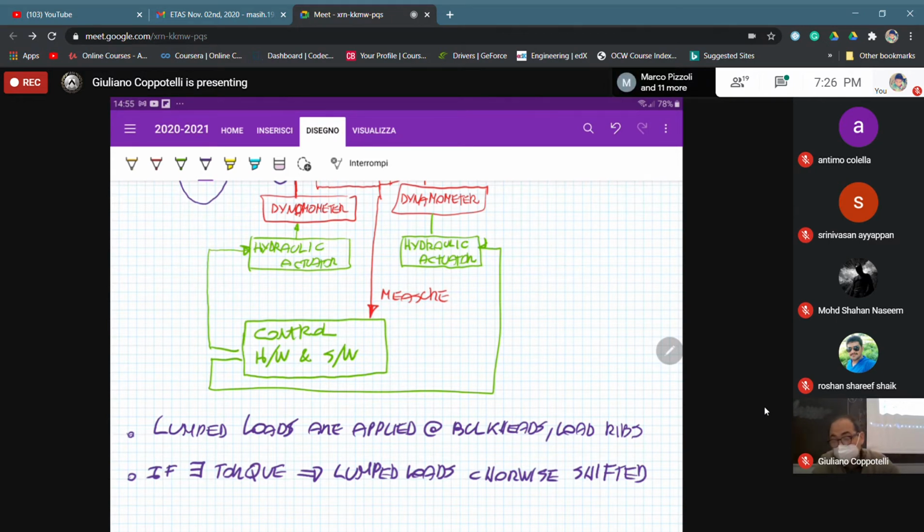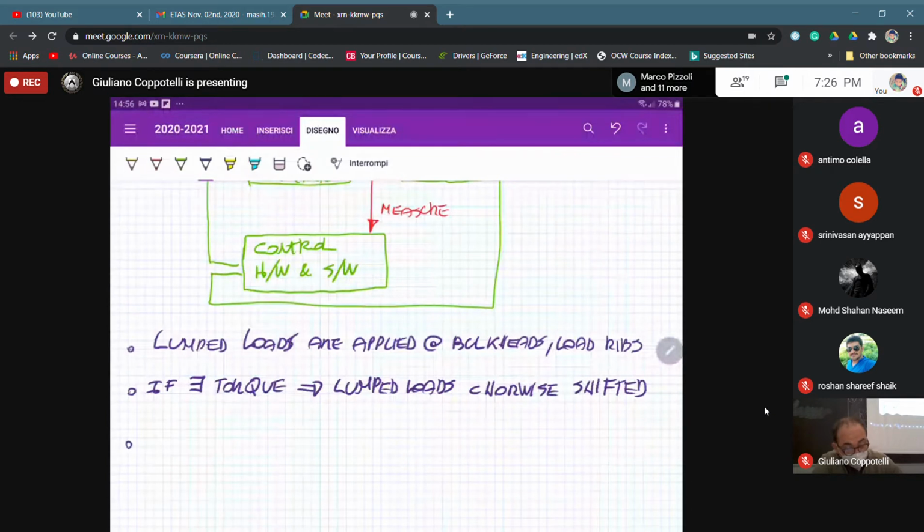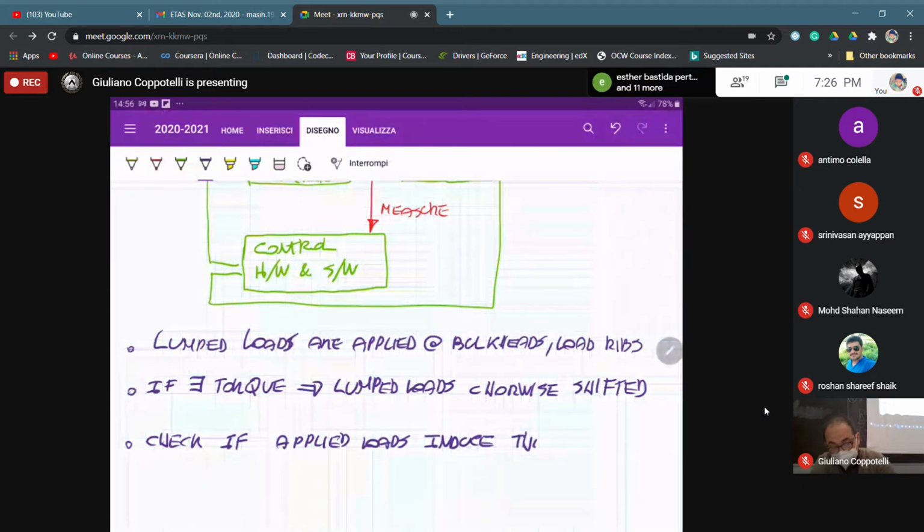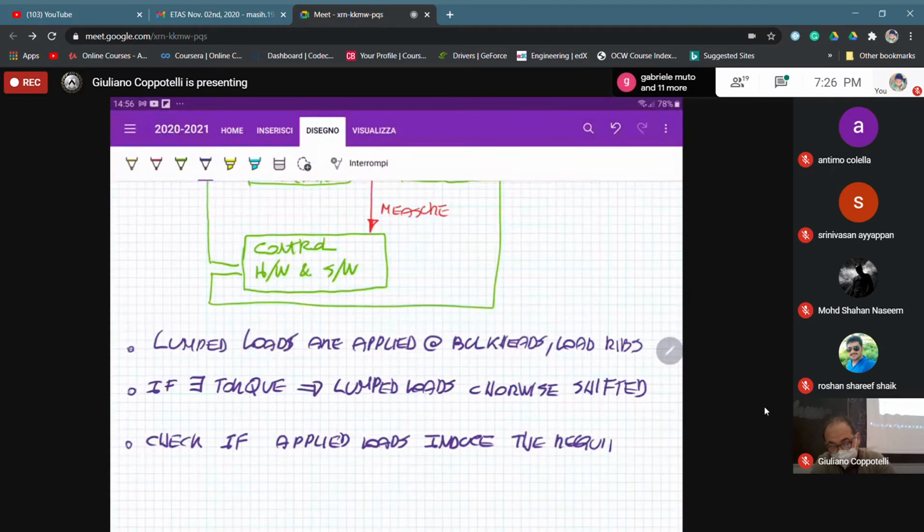And what we have to do is check if the applied loads are doing what I am expecting. So, if the applied loads induce the required bending moment or torque distribution.